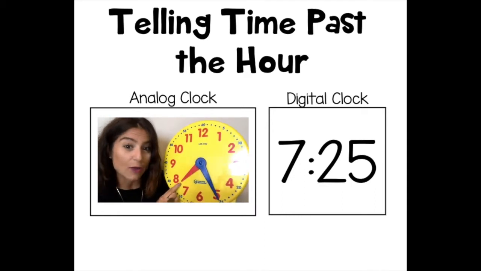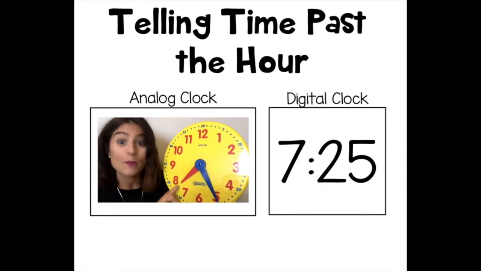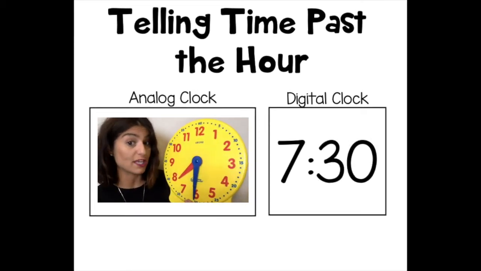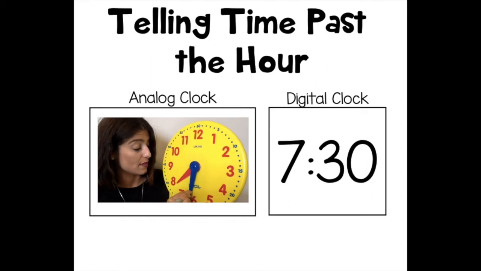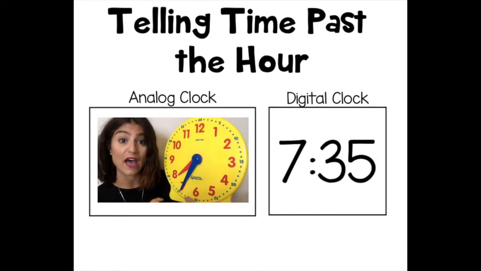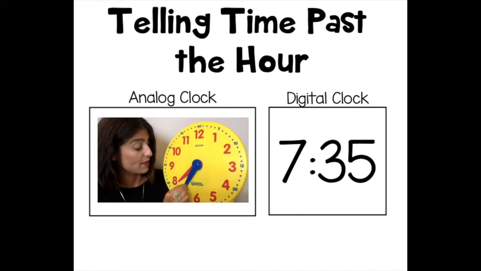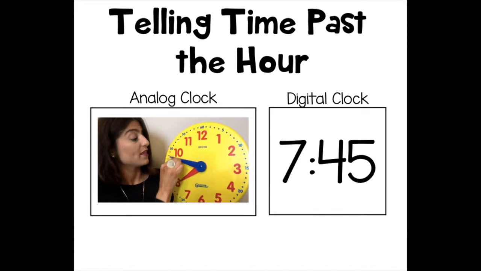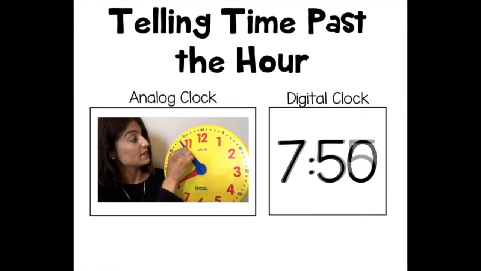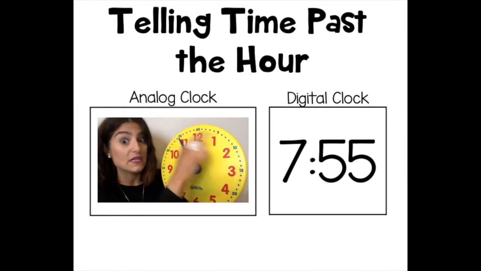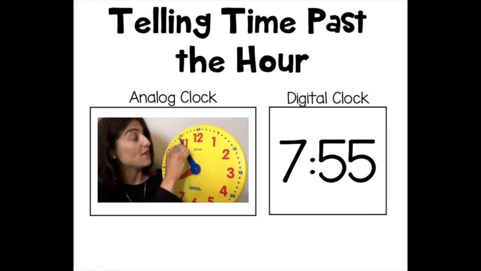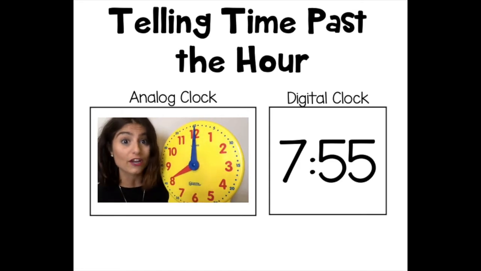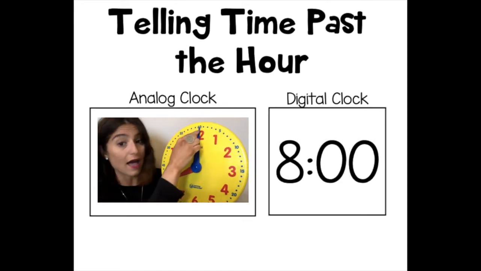You'll start to notice the hour hand has been moving past the 7 because it's approaching 8 o'clock. This is what we call 7:30, 30 minutes past the hour. And then 7:35, 35 minutes after 7. 7:40, 7:45, 7:50, 7:55. 55 minutes have gone past 7 o'clock. And then when we reach back up at the 12, it means 60 minutes have gone past 7 o'clock. Or if you look, it's 8 o'clock.